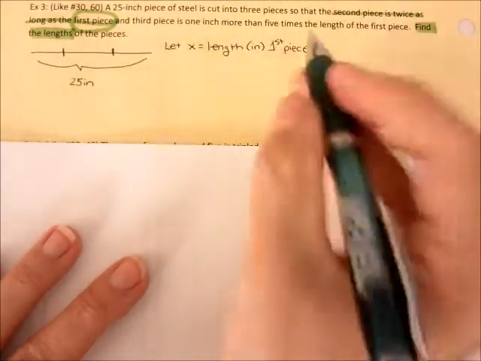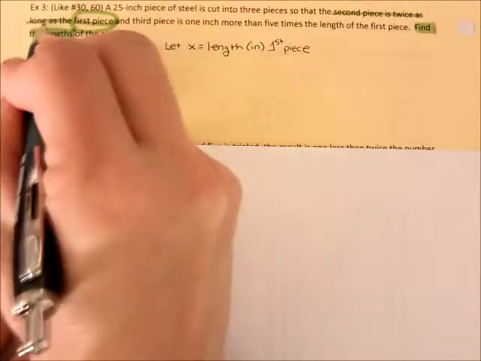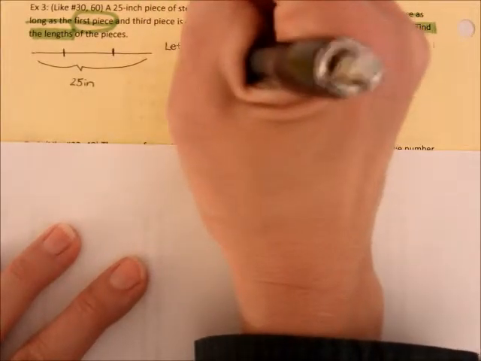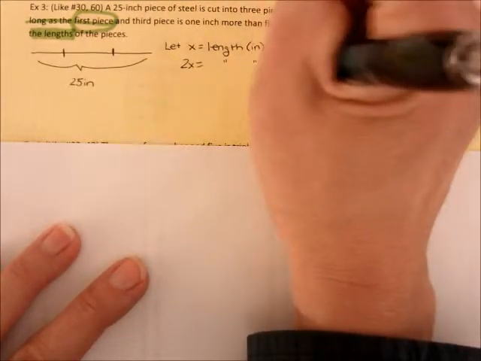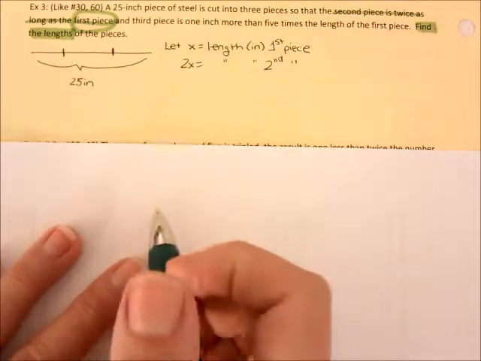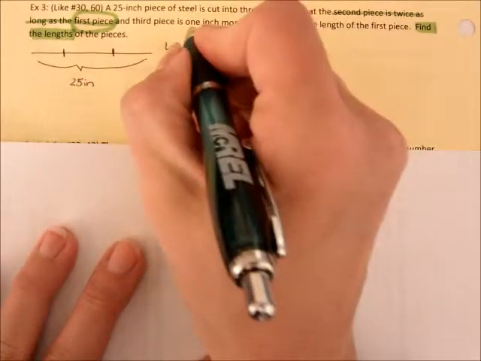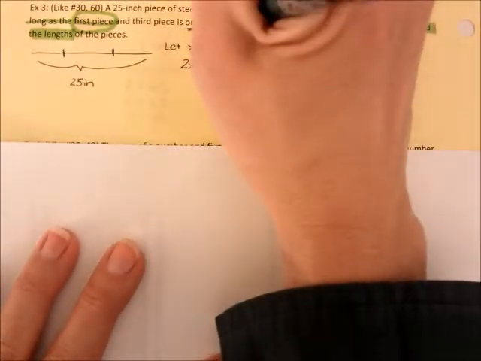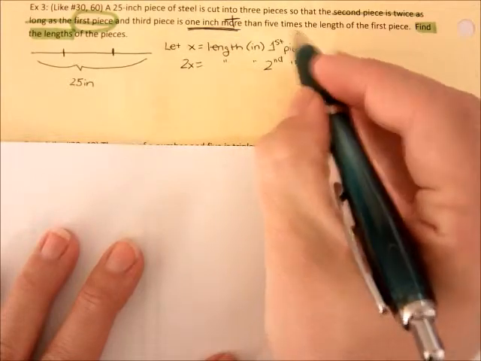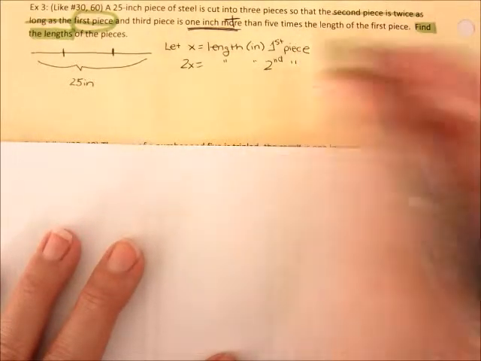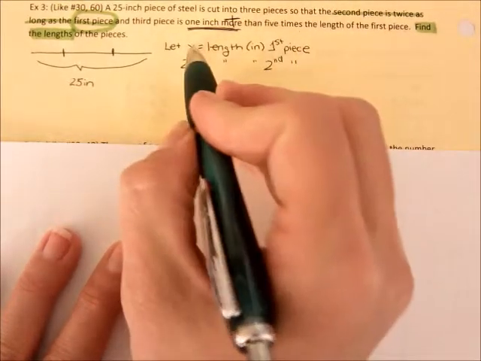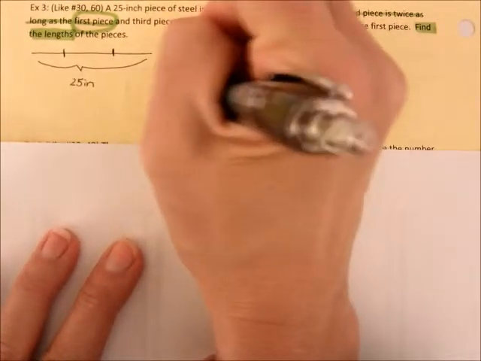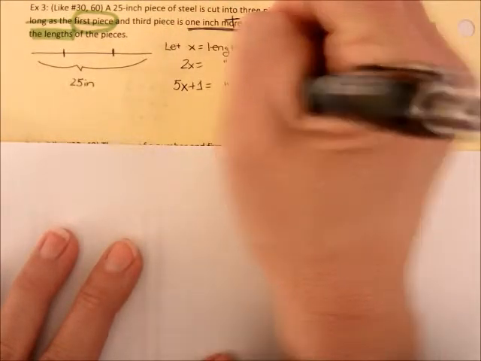Now we base the second one on that. It says twice as long. How do I say twice as? 2x equal the length in inches of the second piece. Go into the third one. The third piece is 1 inch more. What does more mean? Add. Put a plus sign over it. Then 5 times the length. How do we say 5 times the length of the first piece? So x. 5x, and we said 1 more, plus 1 equals the length of the third piece.